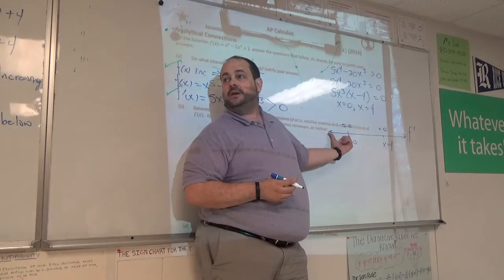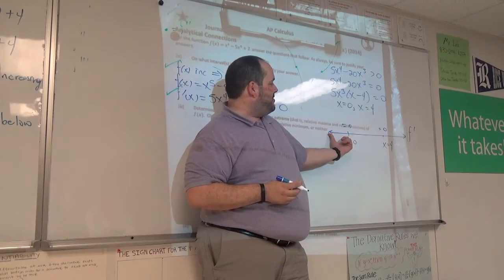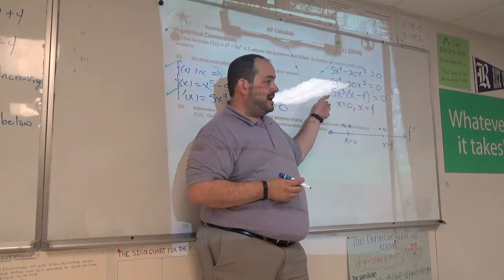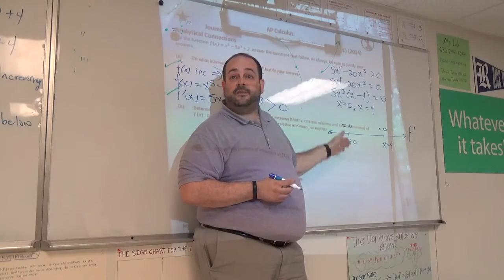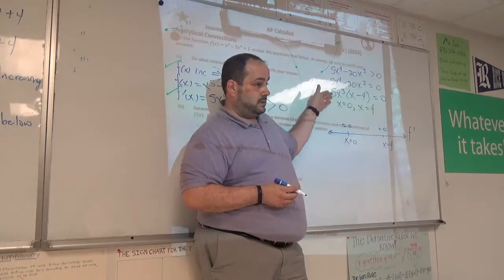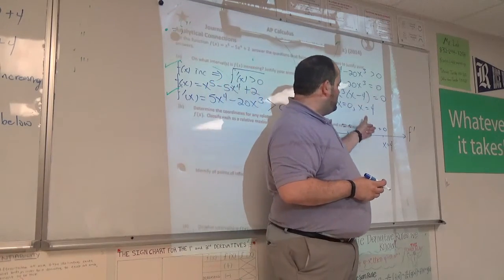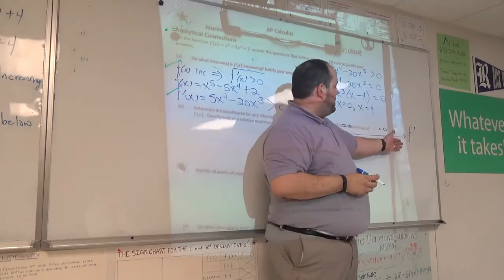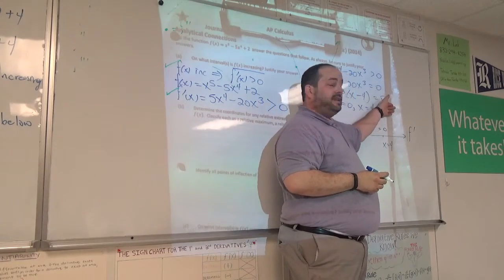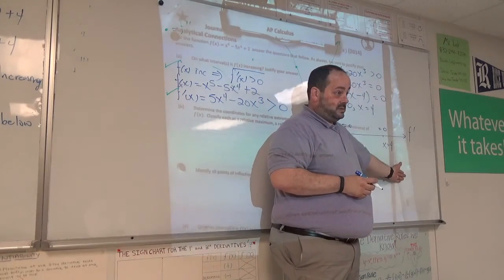Before I get to x equals 0, my graph will either be above the x-axis all the time or below the x-axis all the time. And I need to figure out which one it is. I'm going to do the same thing over here. I'm going to figure out, am I above the x-axis or below the x-axis? And after x equals 4, am I above the x-axis or am I below the x-axis?